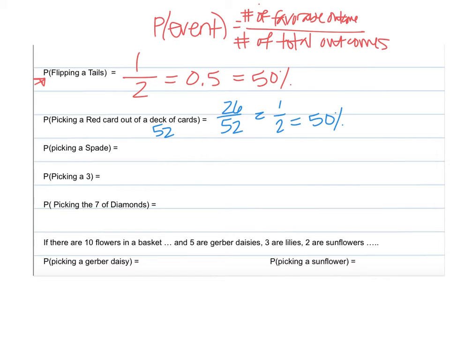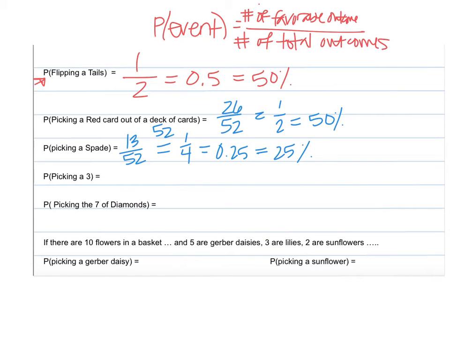If you're going to pick a spade, well, there's 4 suits. One of the suits is a spade. There's 13 cards because it's ace, 2, 3, 4, 5, 6, 7, 8, 9, 10, jack, queen, king. So 13 cards that are a spade. So the probability of picking a spade would be 13 out of 52. And I know that 13 times 4 is 52, so there's 13 of each suit in a deck. So 13/52 would be 1/4, which is 25 hundredths, which is 25%.